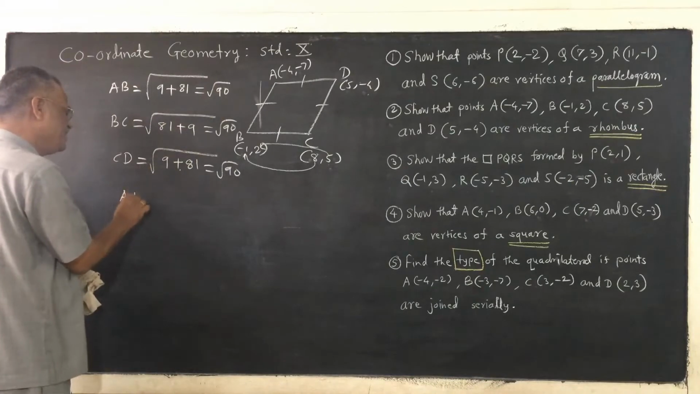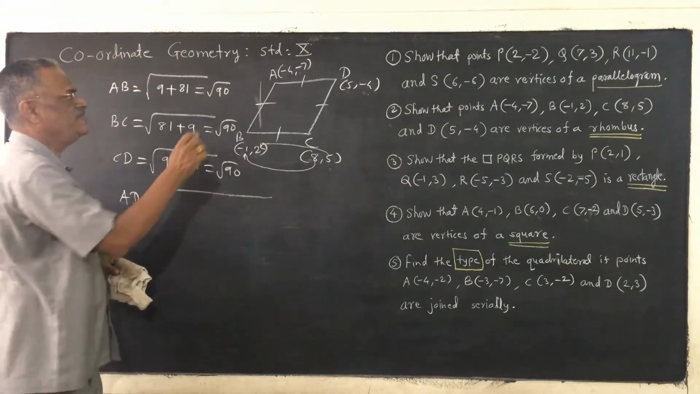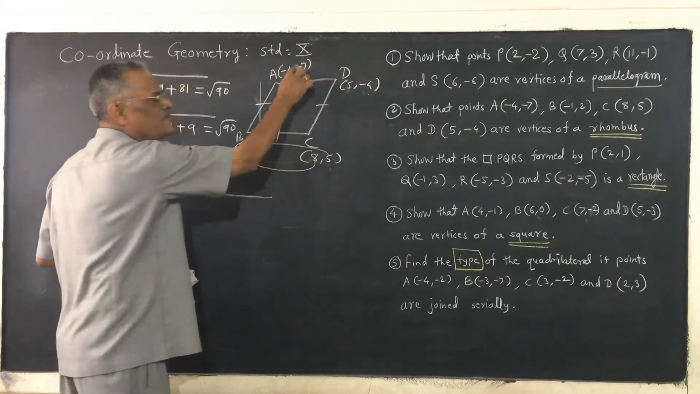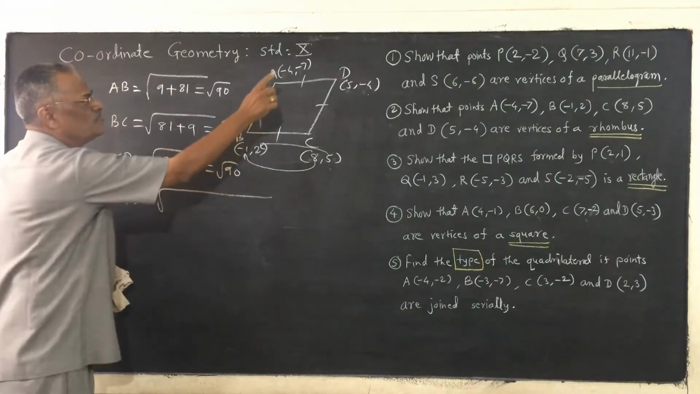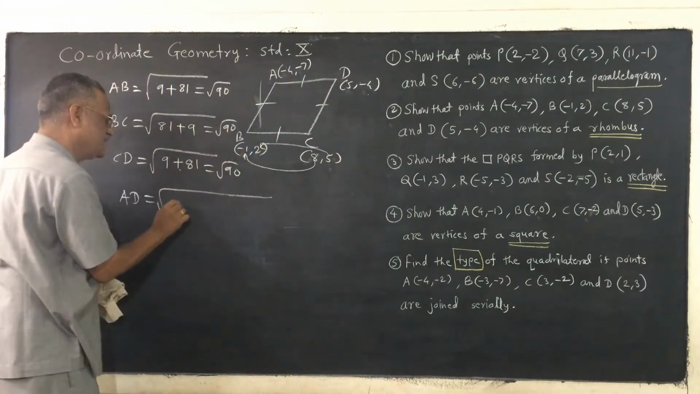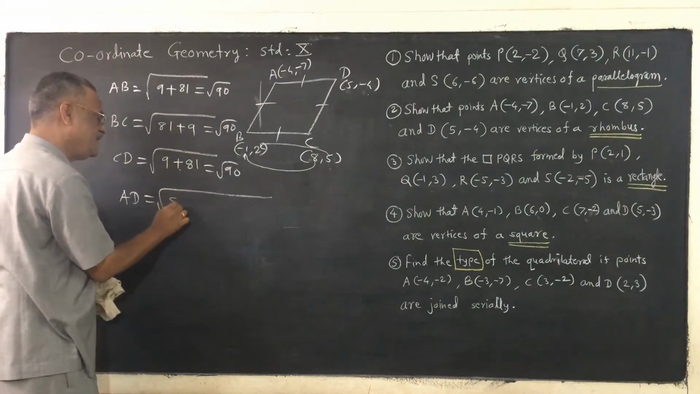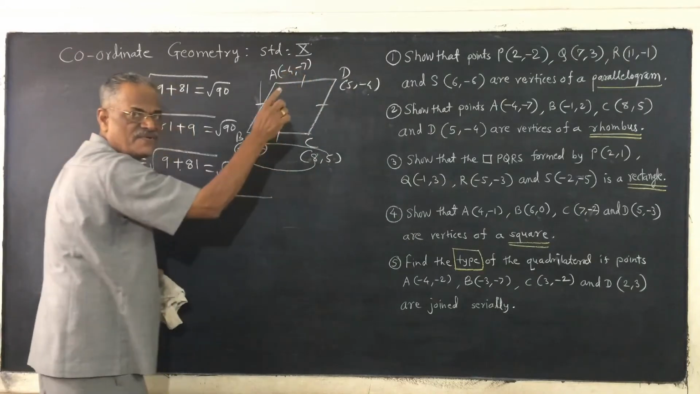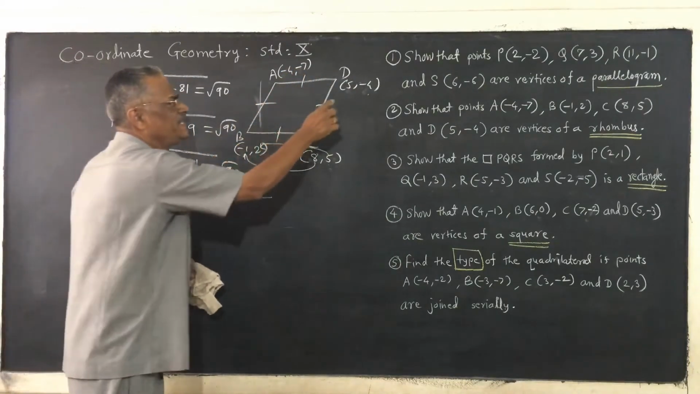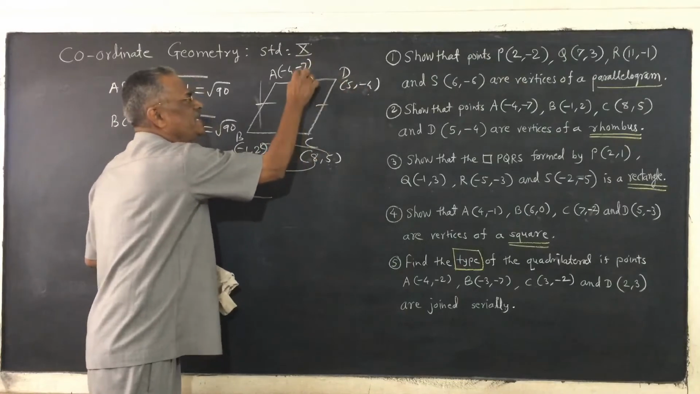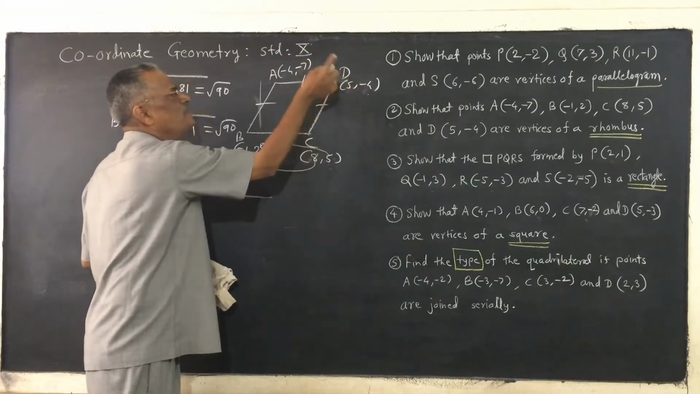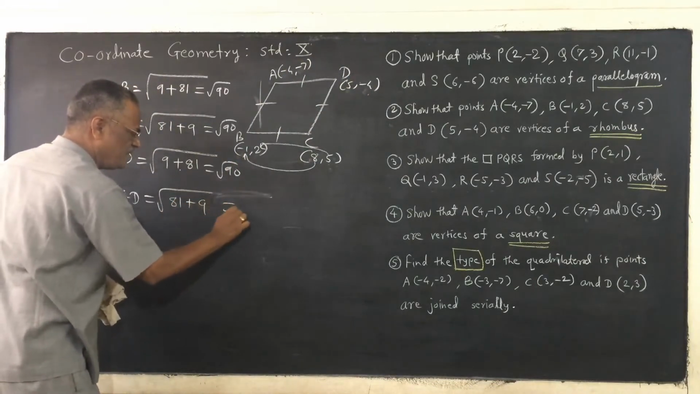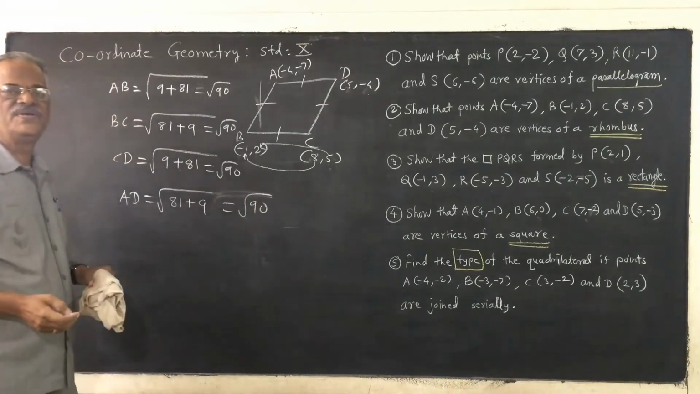Similarly, calculate AD by using the distance formula. AD: x2 minus x1 whole squared plus y2 minus y1 whole squared, all under root. So 5 minus -4, it will become 9. 9 squared is 81. And -4 and -7, what is the difference there? You have to calculate y2 minus y1, but it is becoming positive. -4 plus 7, 3. 3 squared is 9. So again you are getting root 90.